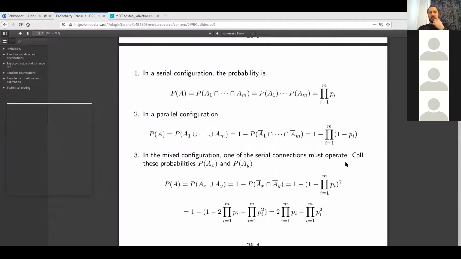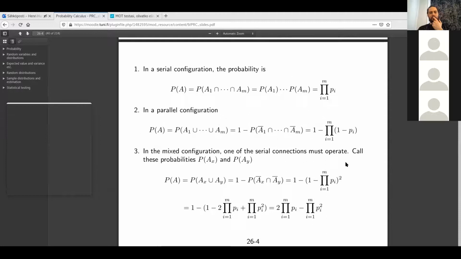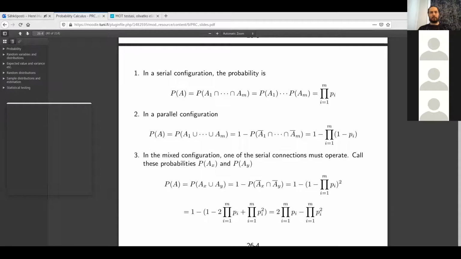It says, let's have a small break here. I'm going to put you into groups. I'll have you do group work for about 15 minutes. In this case, let's say each of these pi's is about 0.5, and let's say m is 5. Calculate these probabilities in all these three cases. That's my question here. I'm going to stop the recording while we work.